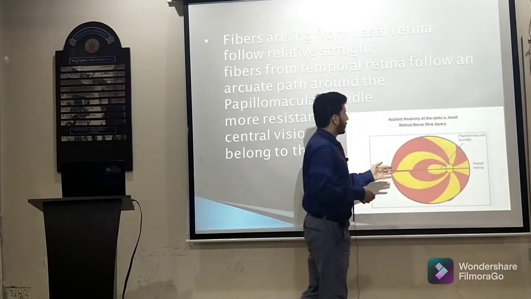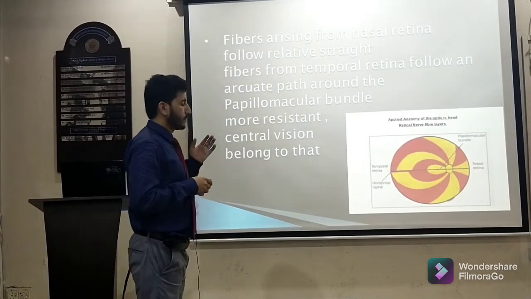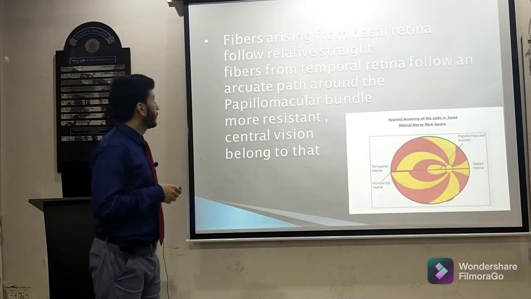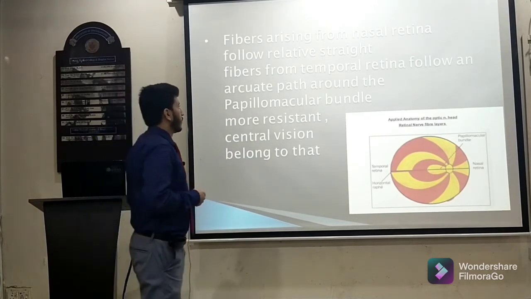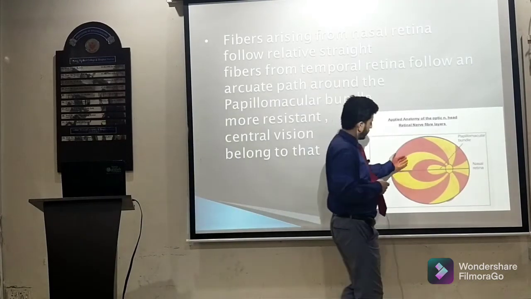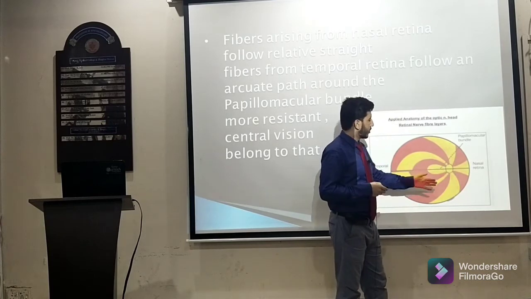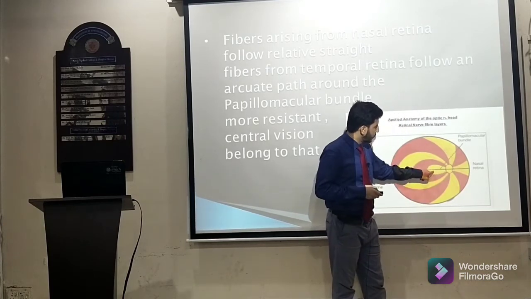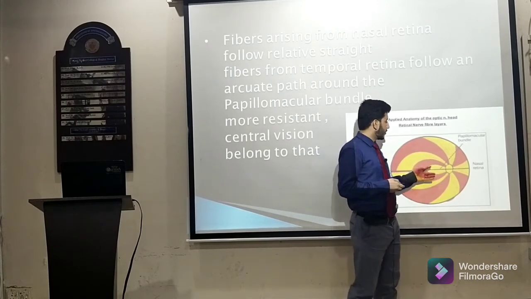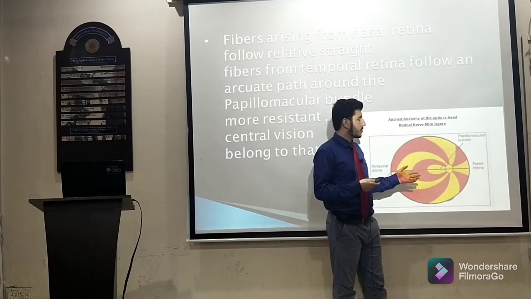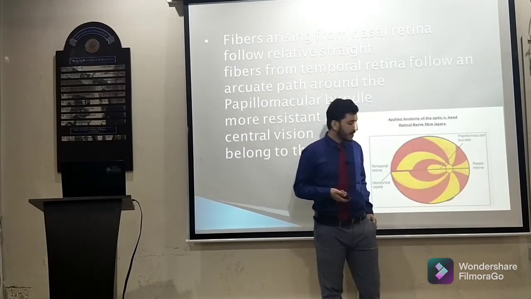But we can say that the bundles coming from the nasal retina follow a relatively straight course, but fibers from the temporal retina follow an acute path. But this papillomacular bundle, which is responsible for the central vision, the macula being responsible for central vision, is more straight and near to the optic nerve head.